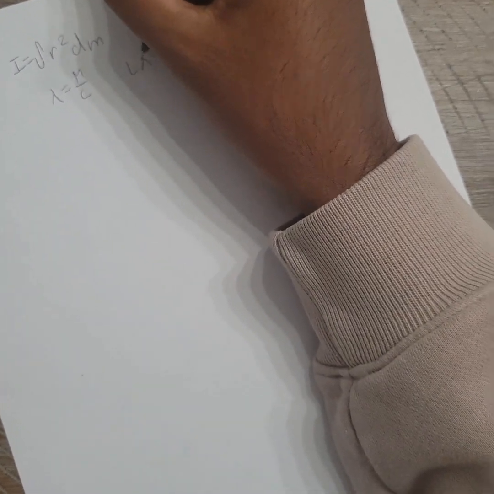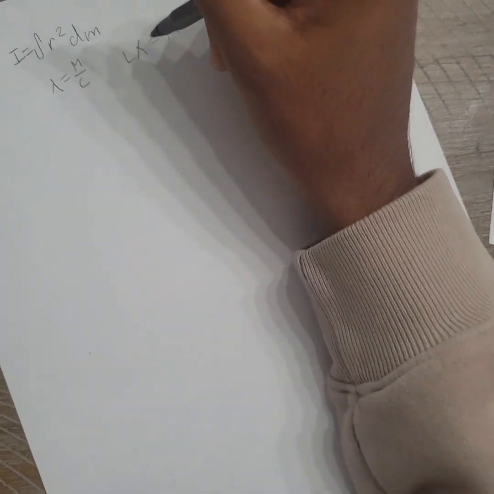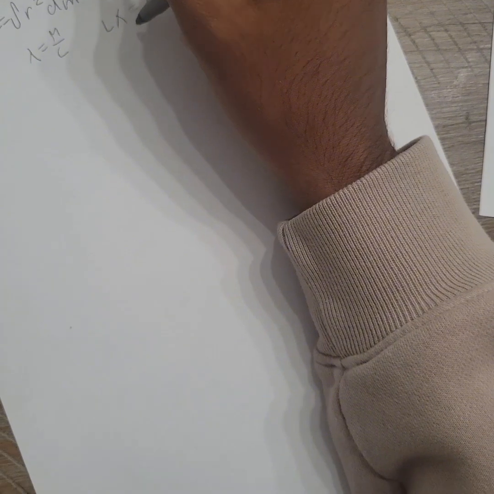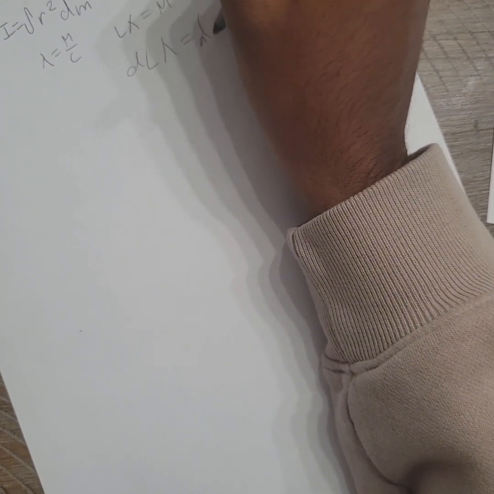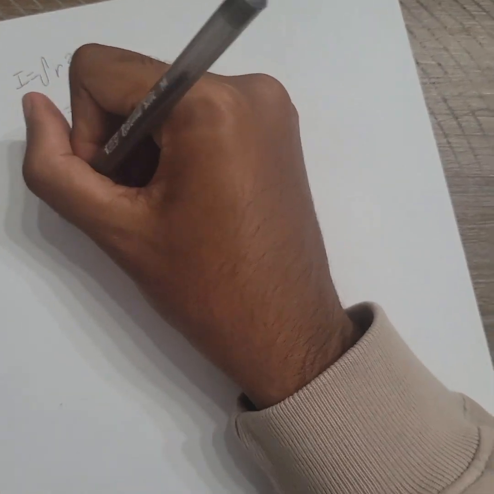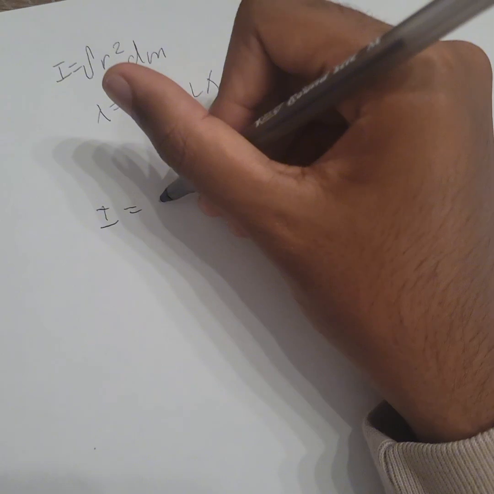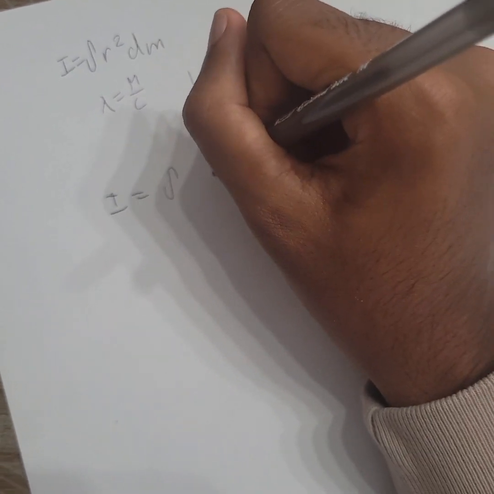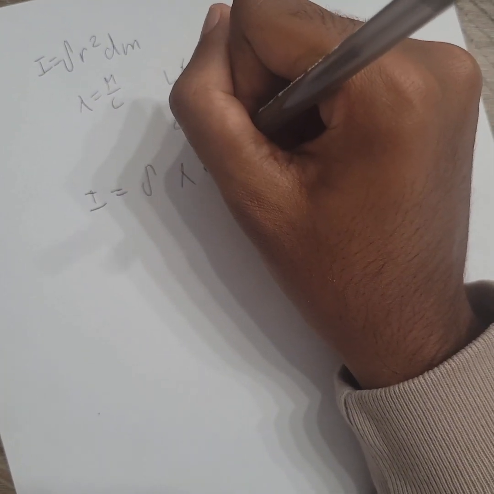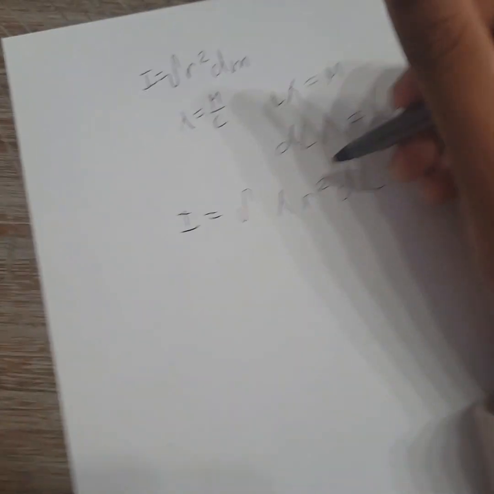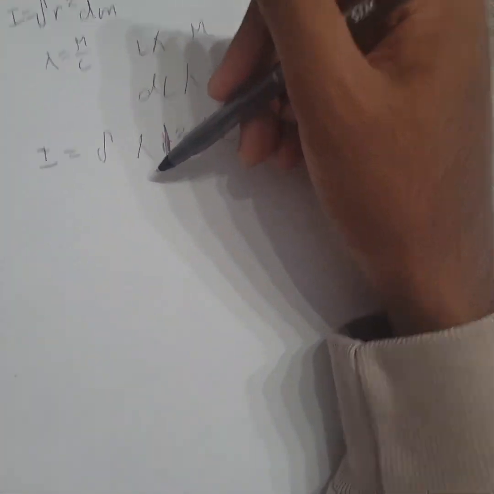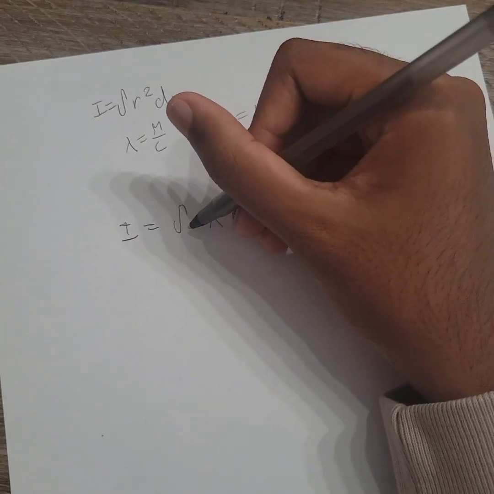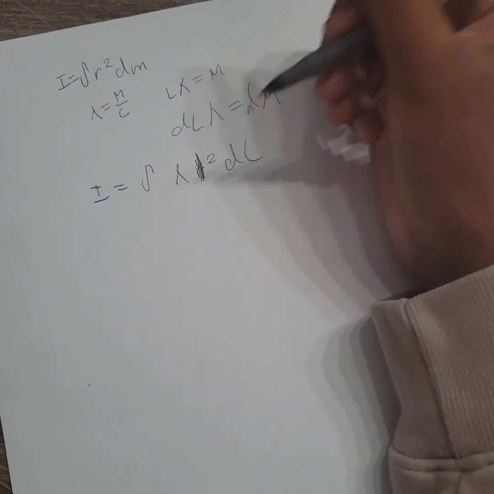And then if you cross multiply, you get L lambda equals m. And then you can basically do differential related rates and do dL lambda equals dm. And then when you plug this in, you'll get I equals the integral of lambda r squared dL. And we could basically just change this r to an L, because the radius in this scenario is the length, and this would be the answer here.